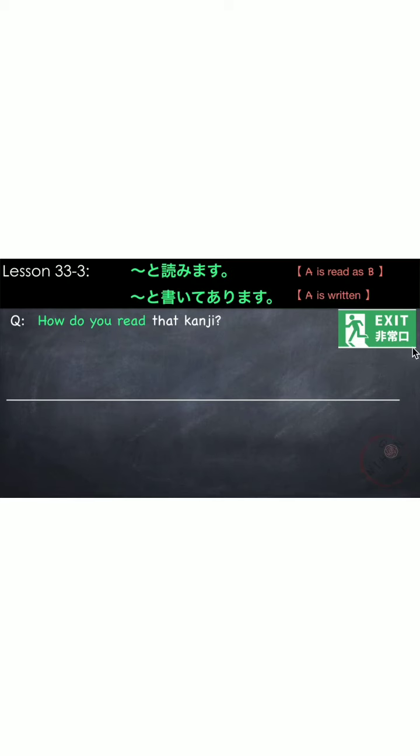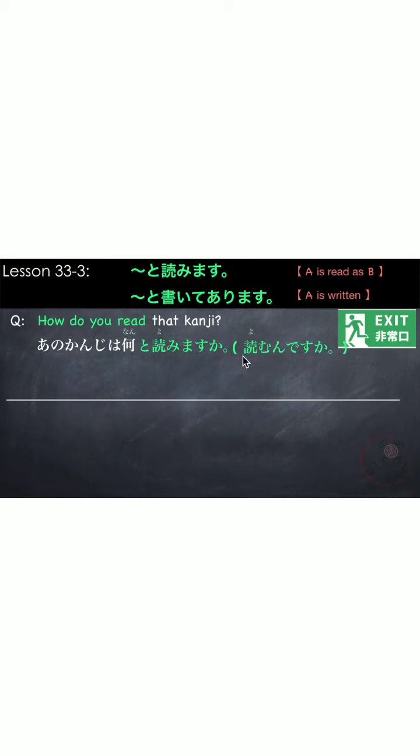How do you read that kanji? So the question form, we say あの漢字何と読みますか? Because this is in question form, all we have to do is add ka here, and then we have the question form. あの漢字は何と読みますか? Or you can also say 何と読むんですか?